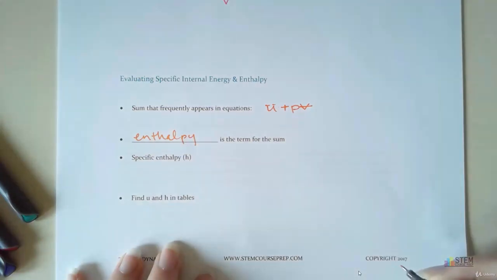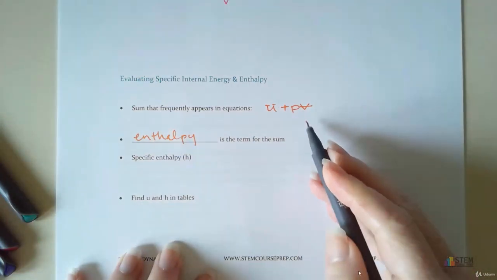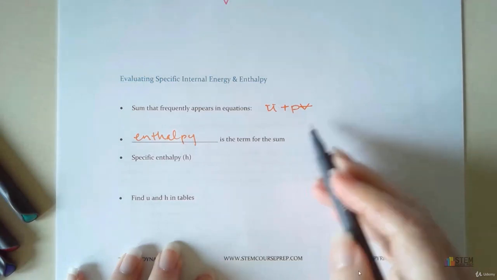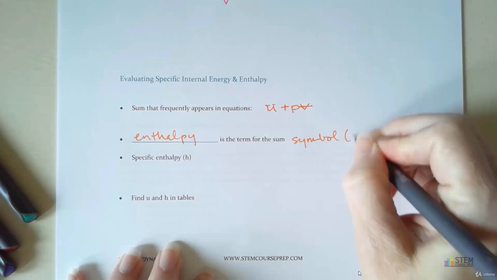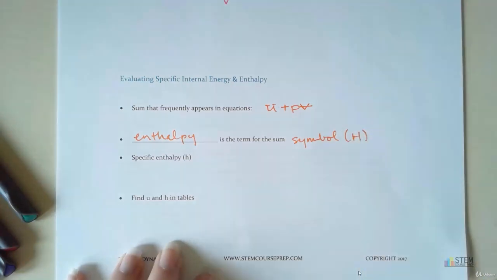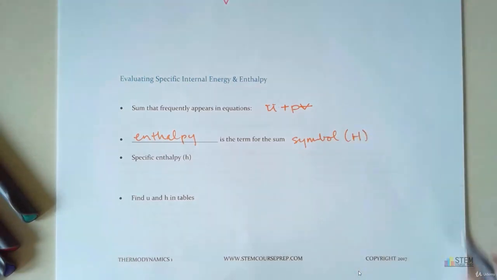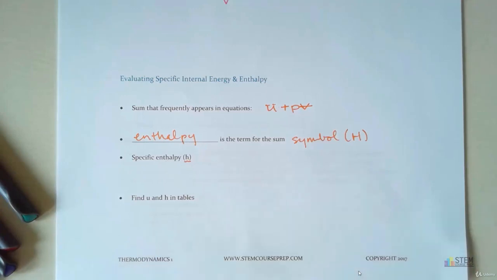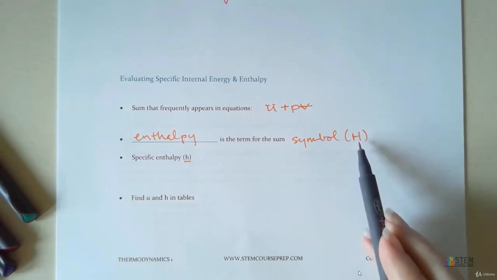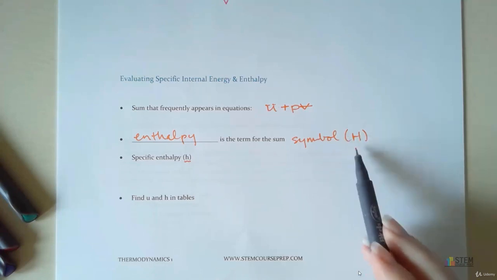Okay, so when we're talking about enthalpy, this is essentially the equation. Now, the symbol for this is going to be capital H. Now, we also have a specific enthalpy. The symbol for that is a little h. So think about the internal energy. Regular internal energy is a capital U. Specific internal energy is a little u. Same thing here. Capital H is just regular enthalpy.